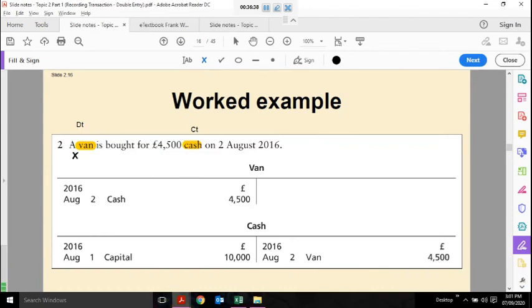Meanwhile, for van, you open a new account. This is debit. It will increase. So you write down the year, month, and also the date. The item that you should write here is the contra one, which is cash. Meanwhile, for cash, the item that you need to write here is van. So the value is the same. This one debit, this one credit.